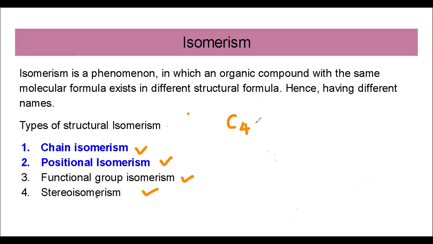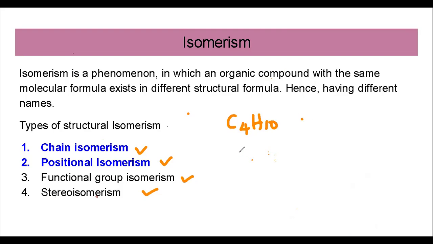Let's say C4H9Cl. Okay, look at this. Oh no, let's just do a normal chain. I don't want to include position yet, so I'll just do only chain. C4H8, let me not mix two together. So I'm looking at only chain isomerism here now, okay?